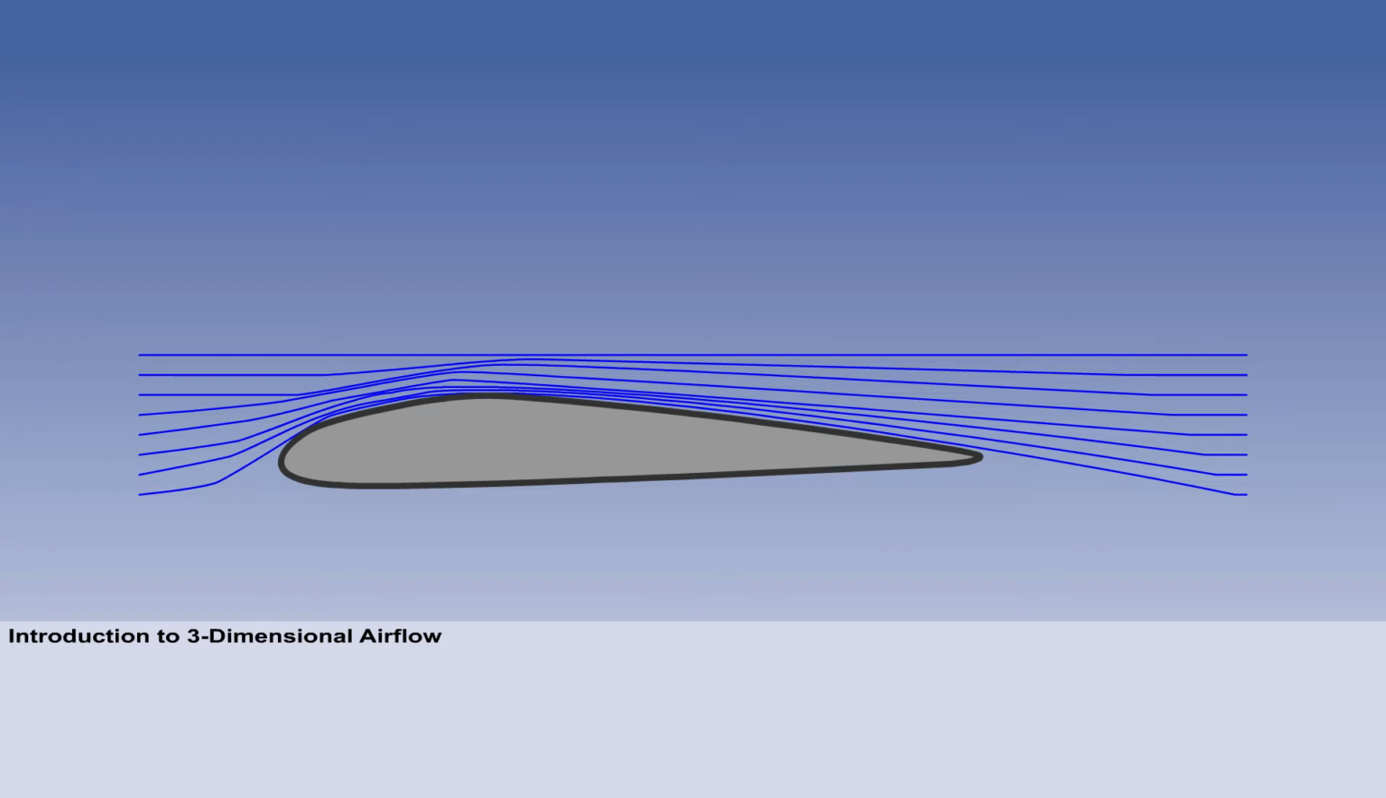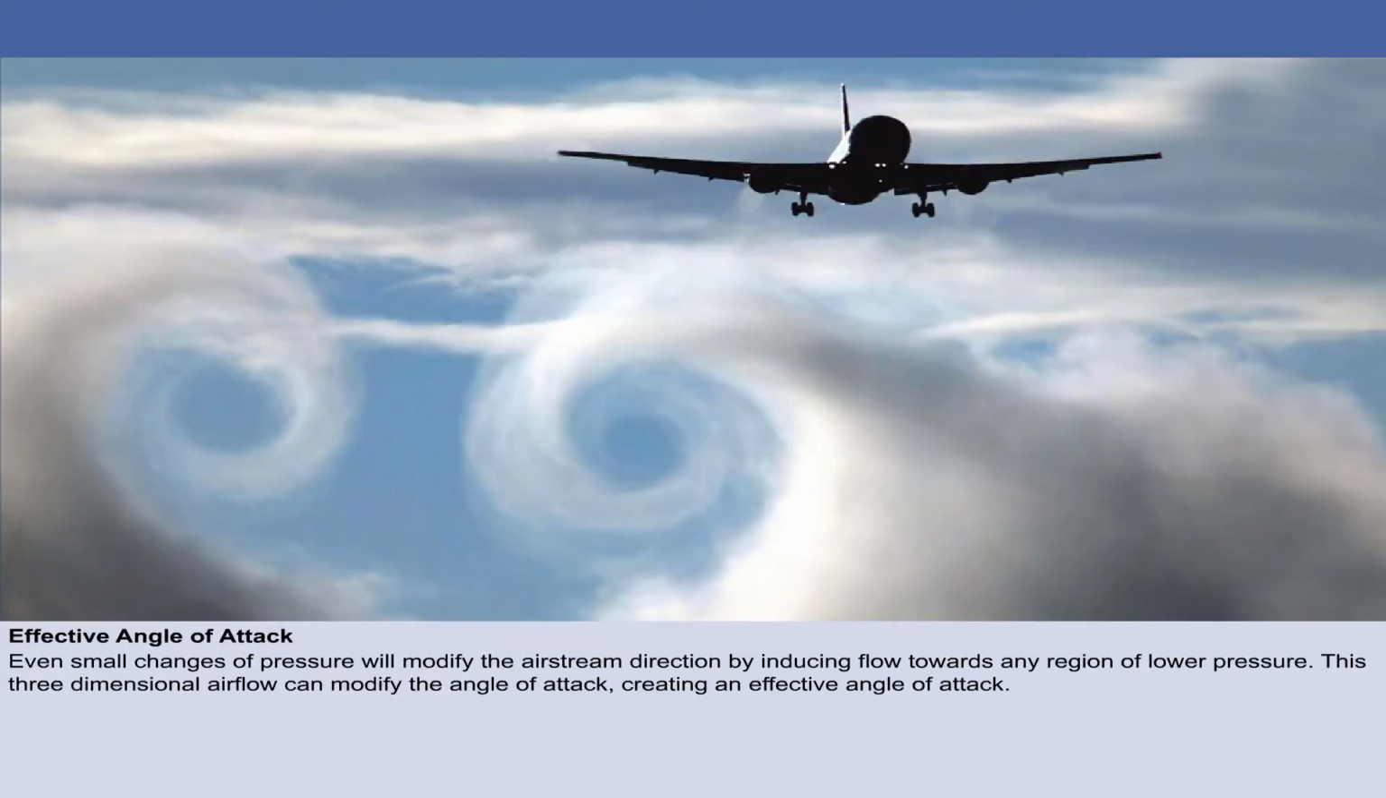So far in these lessons on lift, we have considered only two-dimensional airflow, and a sound understanding of this is the foundation for a full appreciation of the actual pattern of airflow around an aircraft. Even small changes of pressure will modify the airstream direction by inducing flow towards any region of lower pressure. This three-dimensional airflow can modify the angle of attack, creating an effective angle of attack.